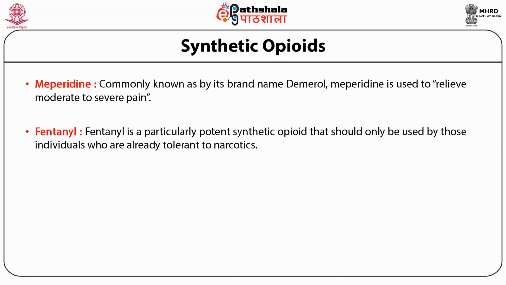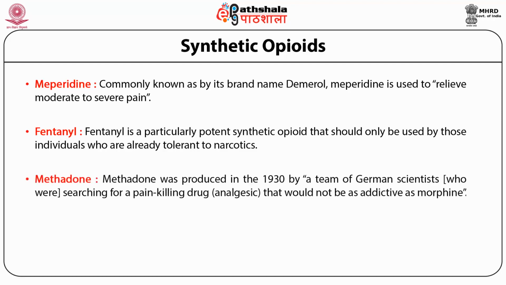And then the next one is called methadone. Methadone was produced in 1930 by a team of German scientists who were searching for a painkilling drug, again an analgesic drug, that would not be as addictive as morphine.